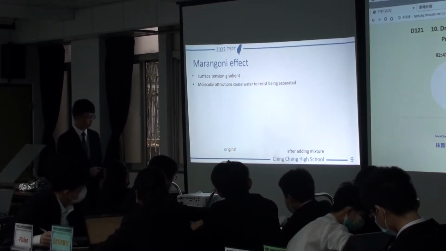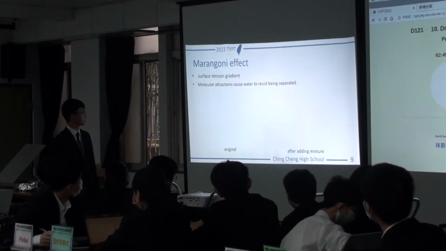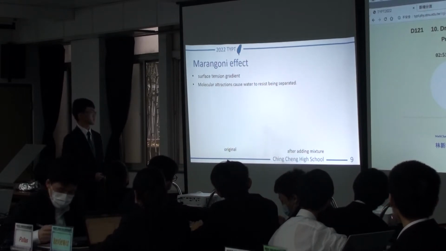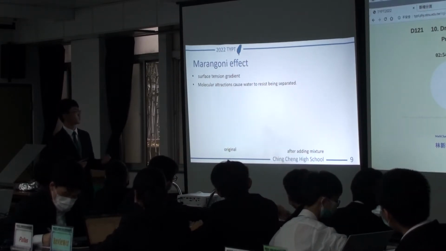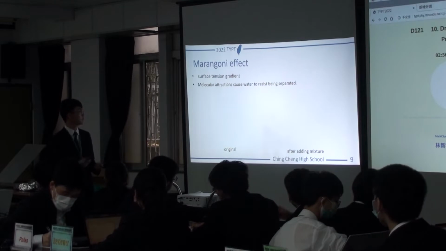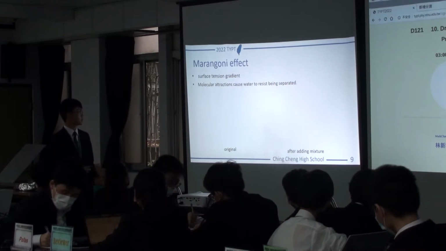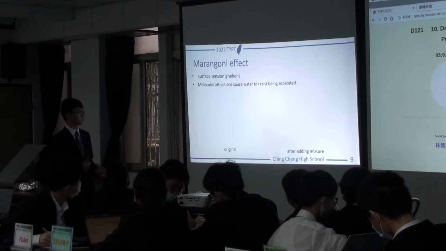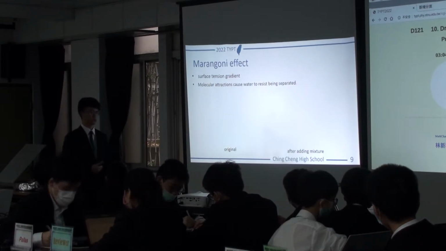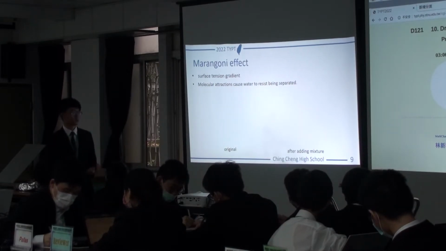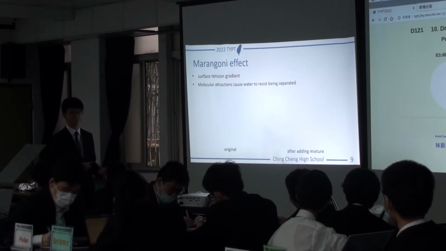And this phenomenon we call the Marangoni effect. It happens whenever there is a surface tension gradient on the surface of a liquid, and molecular attraction causes the water to be circulating. And that's the principle of this phenomenon.